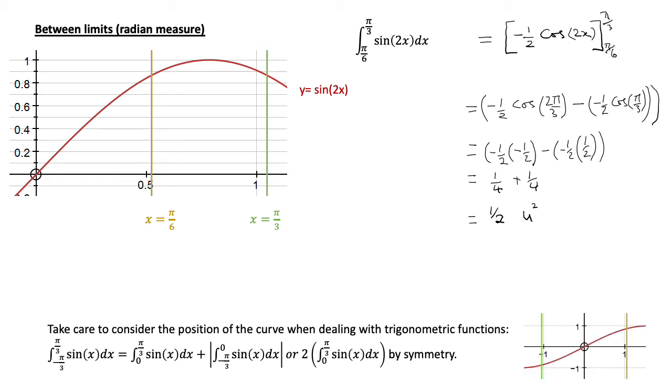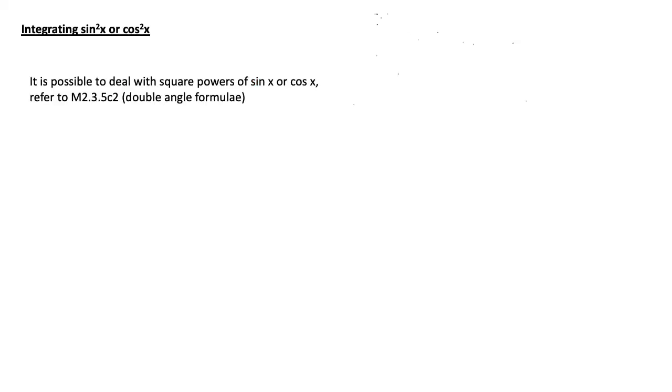So it's worth having a think about the actual shape of the curve. You can see clearly here that it's symmetric on either side, and my pi by 3 works quite nicely there. Now, it's possible for you to be asked to integrate the square powers of sine and cos. And in order to do that, you need to refer back to M2.3.5 C2, and that's your double angle formulae.